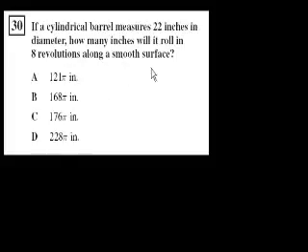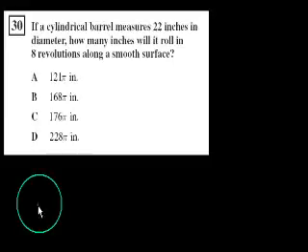So we could imagine a wheel. It's a tire of some kind. So let me draw a circle. If we look at this cylindrical barrel from the side, because that's, I think, all we care about. That's its side. They say a cylindrical barrel measures 22 inches in diameter. So this distance right here is 22. And what they say is this thing is going to roll 8 revolutions on a smooth surface.